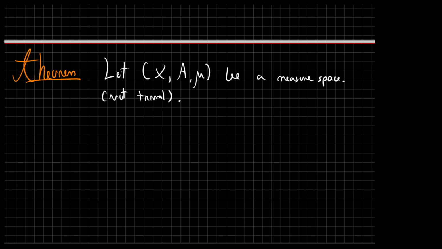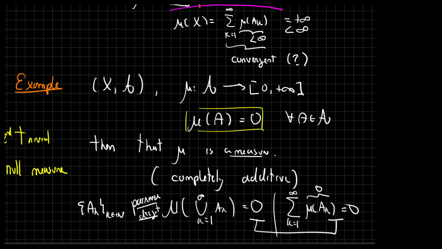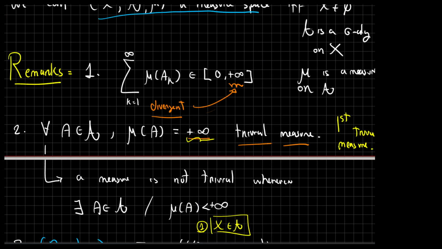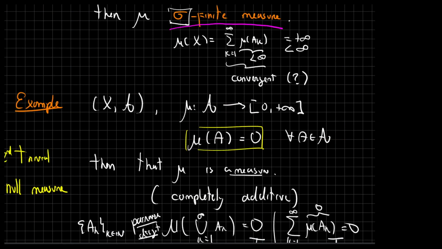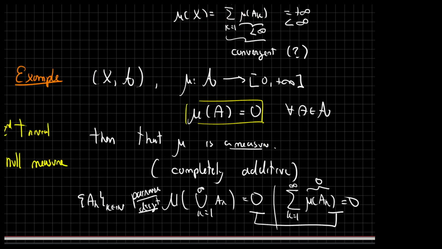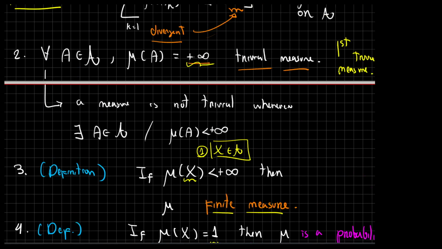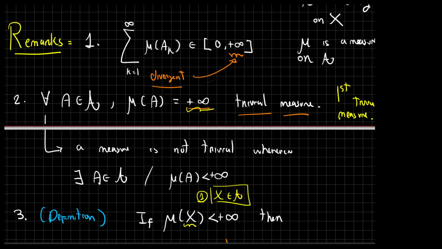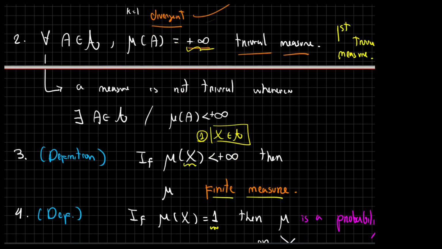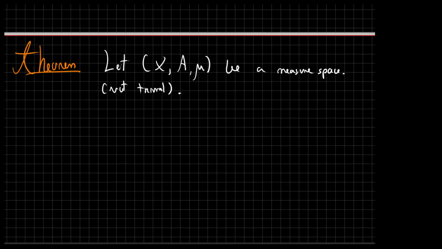So by not trivial, I mean that it is not a first or second trivial measure. Everything is not equal to 0, it's not a null measure, and everything is not equal to plus infinity, that is the second trivial measure. Because in those cases, everything that we will enunciate will be trivially true. So let's work with these particular examples.